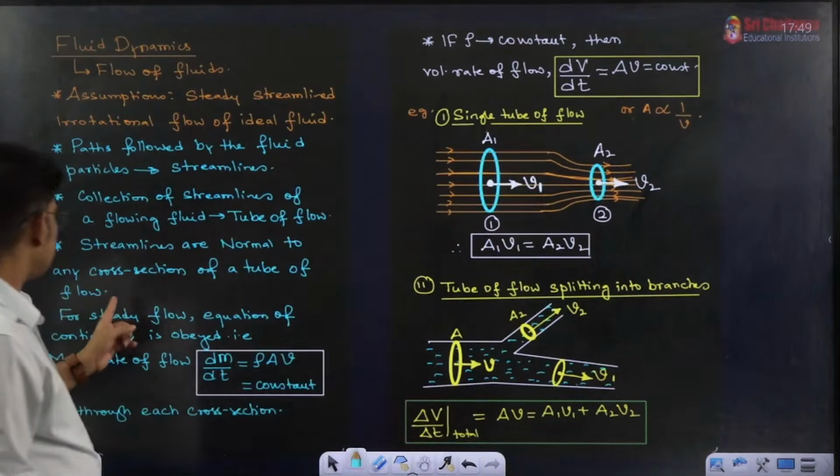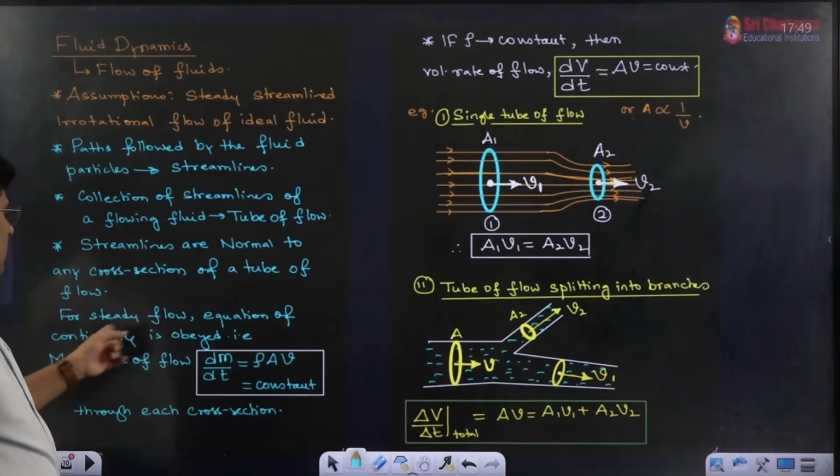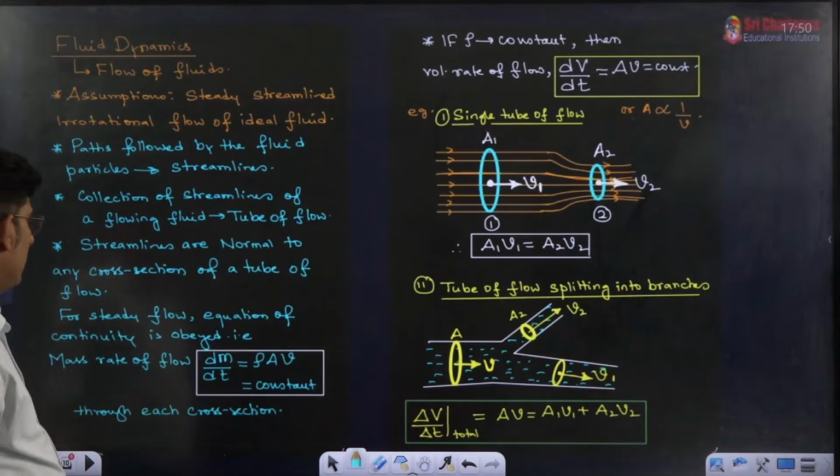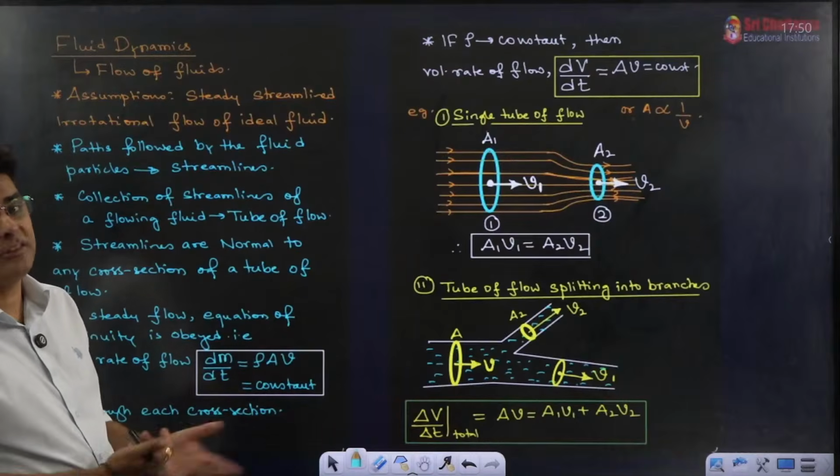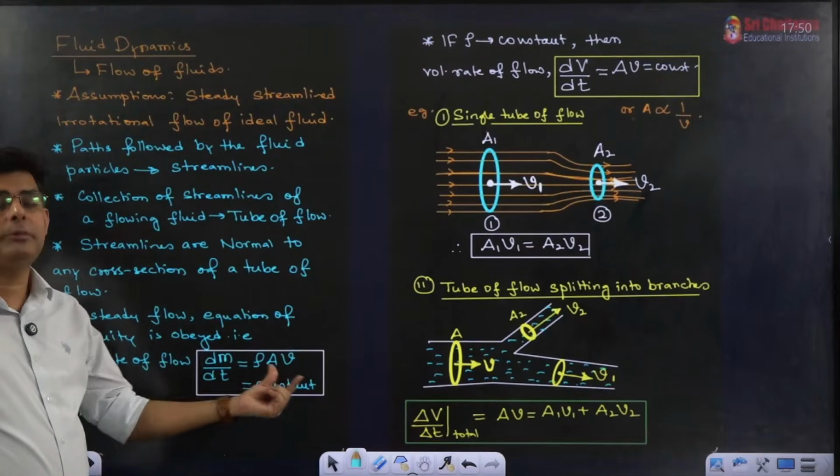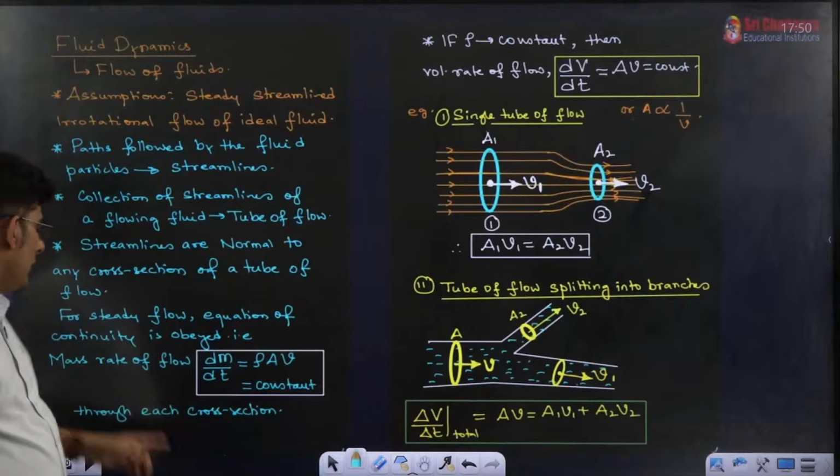Next thing, for steady flow, the equation of continuity is obeyed. If we have steady flow, it is not stopping anywhere, so the mass rate of flow will be constant or the same for all cross sections. What is mass rate?